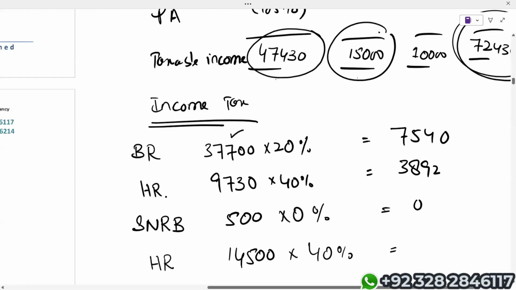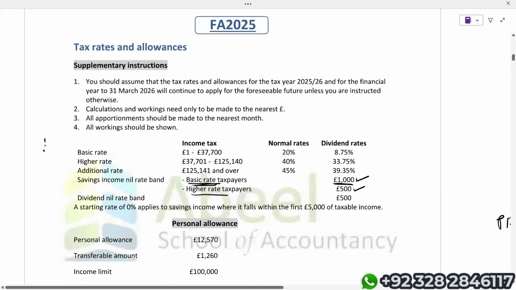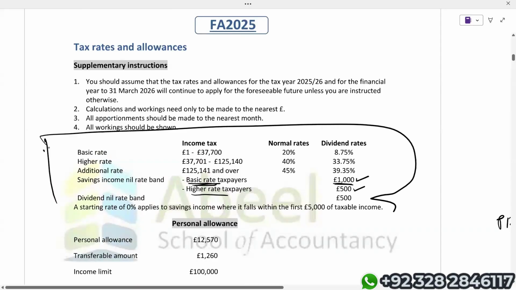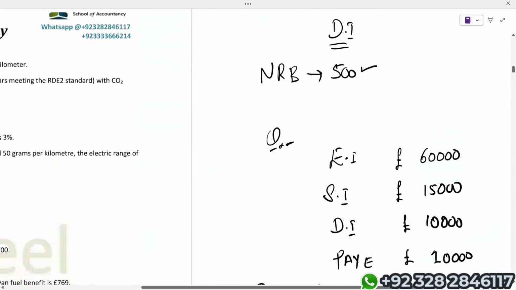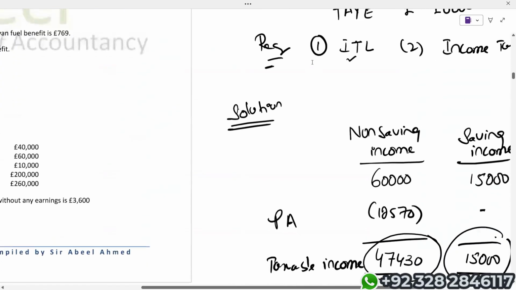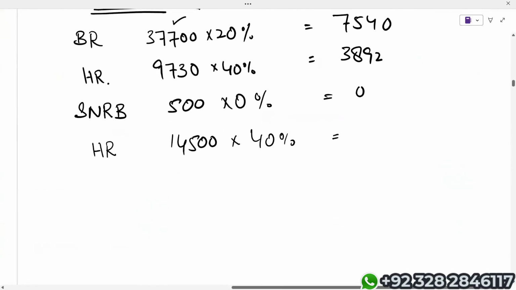And let me tell you one thing. All these tax rates, this will actually be given to you in exam. For the non-saving, saving, dividend, all this will be given to you in exam. But you should learn application. Okay. Let's take 40% of 14,500. If I take 40% of this, I'm getting 5,800.